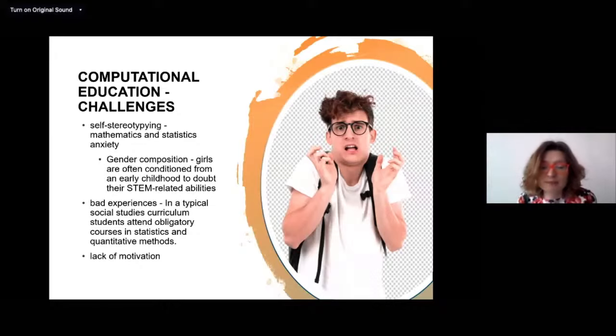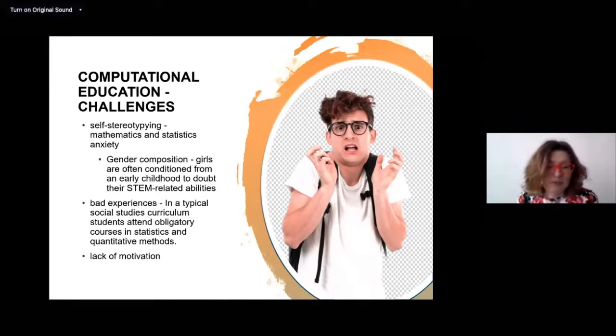First, there are the students. Many students who study social sciences suffer from self-stereotyping and so-called mathematics and statistics anxiety that have already been mentioned here. So they are just taught from the very beginning that they are not good at STEM. This particularly refers to girls who are conditioned from early childhood to doubt that they can do math. So they just enter the universities thinking this is not something I can do.